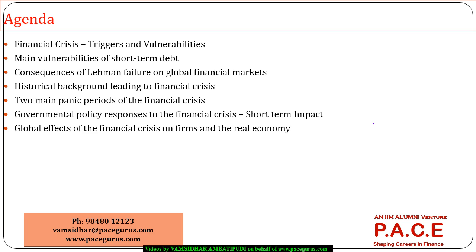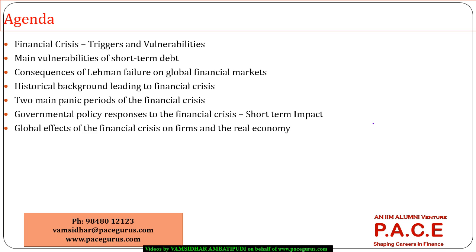That's the first part. Then we'll move on to understand what are the main vulnerabilities of short-term debt that have resulted in the financial crisis. And during the 2008 time frame, when Lehman Brothers collapsed, what were the consequences of that failure on the global financial markets? How did the global financial markets respond to the failure of Lehman Brothers?